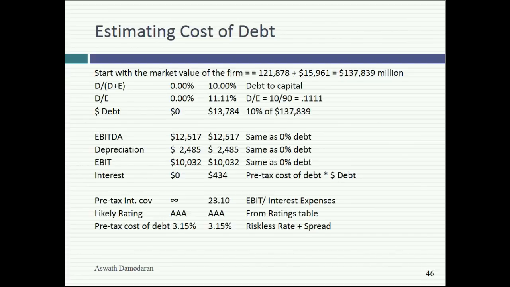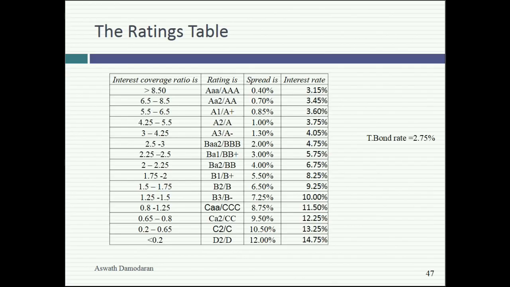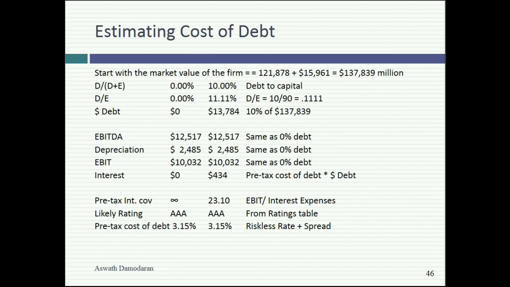So I multiply the dollar debt by the interest expense. I come up with a $434 million interest expense. I'm almost home. I divide the 10,032 by 434 million. My interest coverage ratio is about 23. I go to the next page, look for 23. This is a large market cap page. A 23 interest coverage ratio is a AAA rating with a 3.15% cost of debt. I come back and give them a AAA rating and a 3.15% cost of debt.